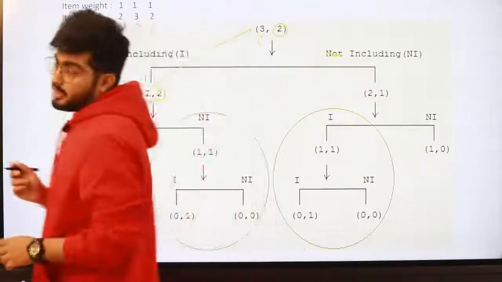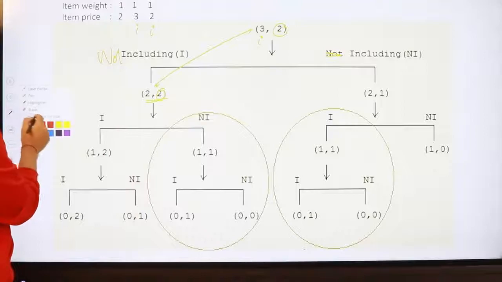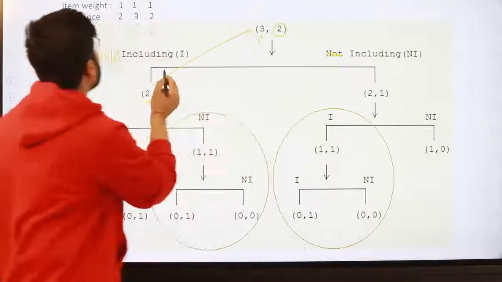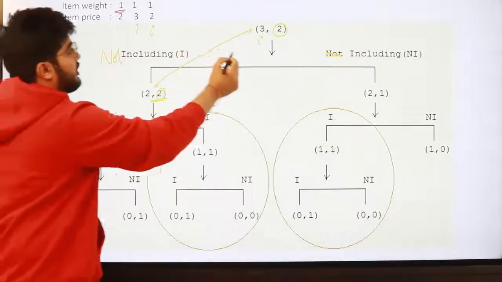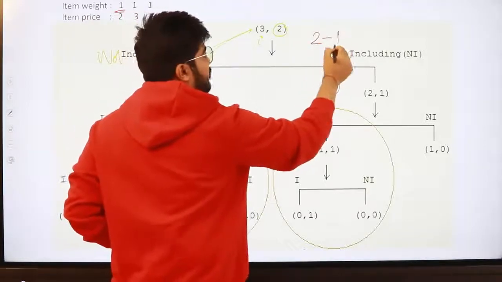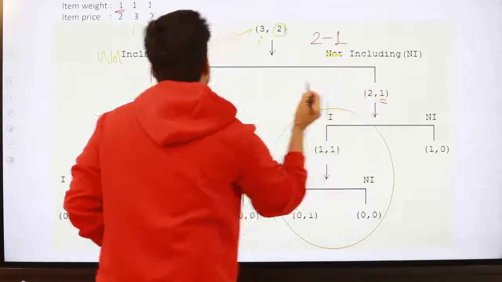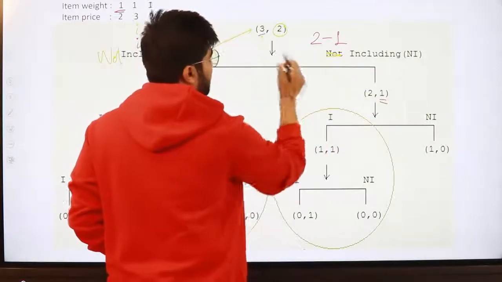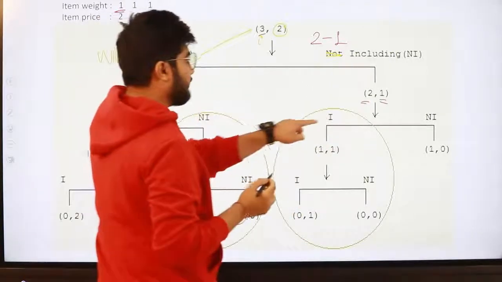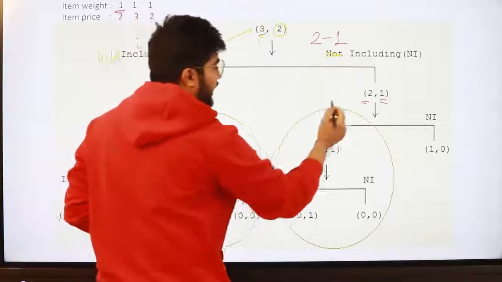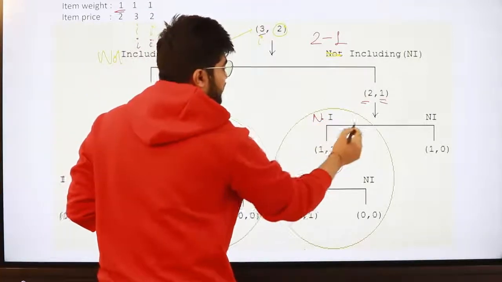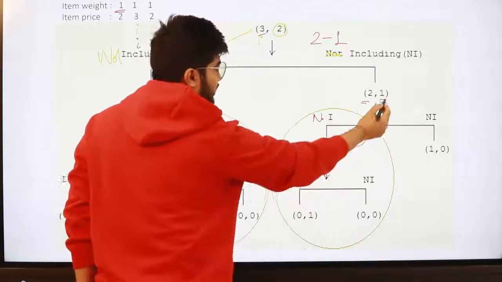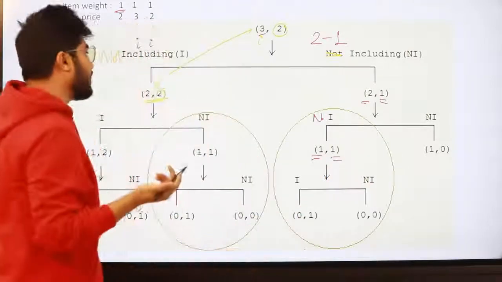Now what if we include this particular item? The weight of the item is 1 kg, so our knapsack bag capacity is reduced by 1 kg: 2 minus 1 is 1. And we move from the third item to the second item, so from 3 to 2. Similarly, if we don't include this item, we come to the first item and the capacity will remain 1 kg because we haven't included the item.